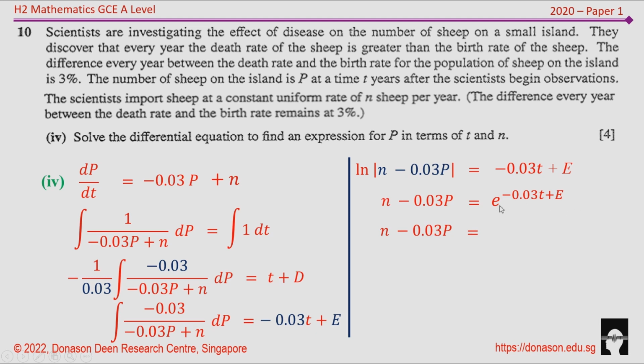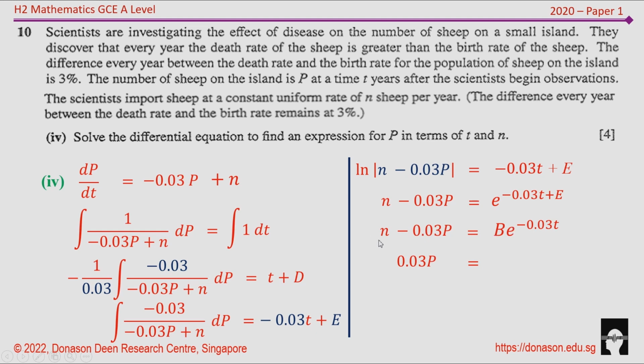numbers, I can write it as e to the power of negative 0.03t times e to the power of E, rule of indices. So the e to the power of E, the capital E, I'm going to call it b, which represents a number. So b e to the power of negative 0.03t. This b means e to the power of capital E here. So now let's throw this across and make p the subject. So negative 0.03p, if I throw this to the right hand side, is going to become positive 0.03p. And of course I would throw this to the left.